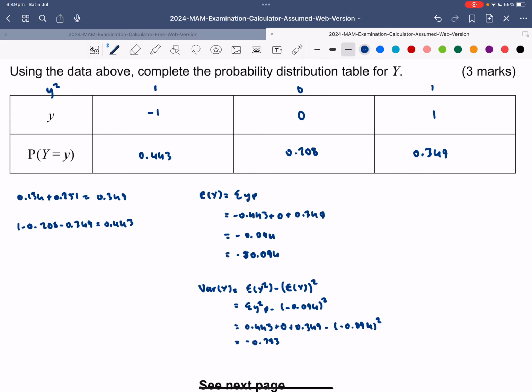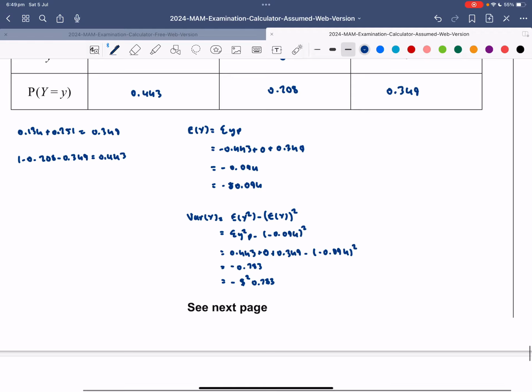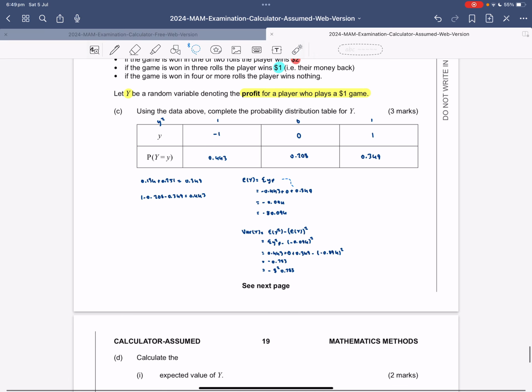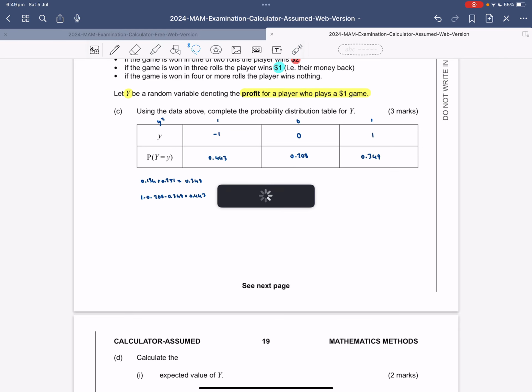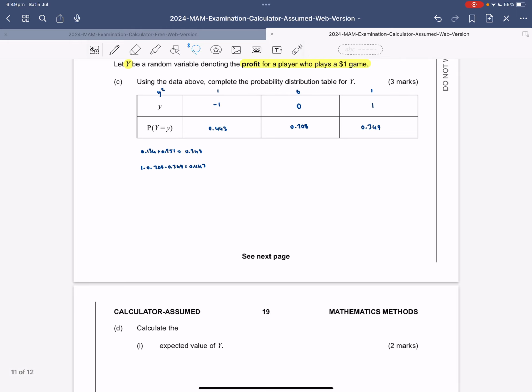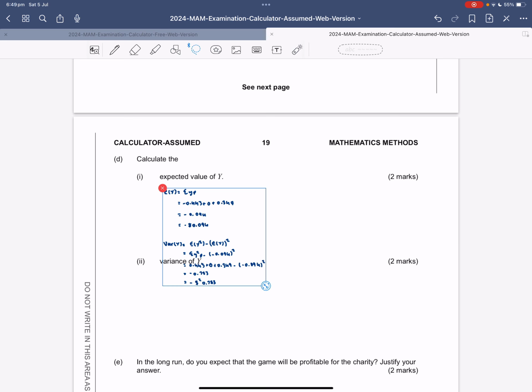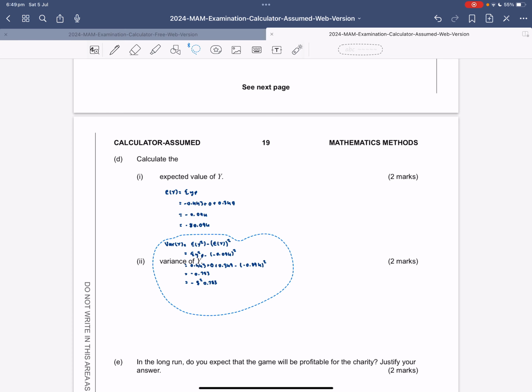In terms of units, it's a bit of a weird unit: dollars squared, 0.783. Okay, that's technically the units. So that's the expected value and the variance. It was only worth 2 marks each, so since it was only worth 2 marks each, you could have put that straight into list mode in your ClassPad, and you would have got full marks.